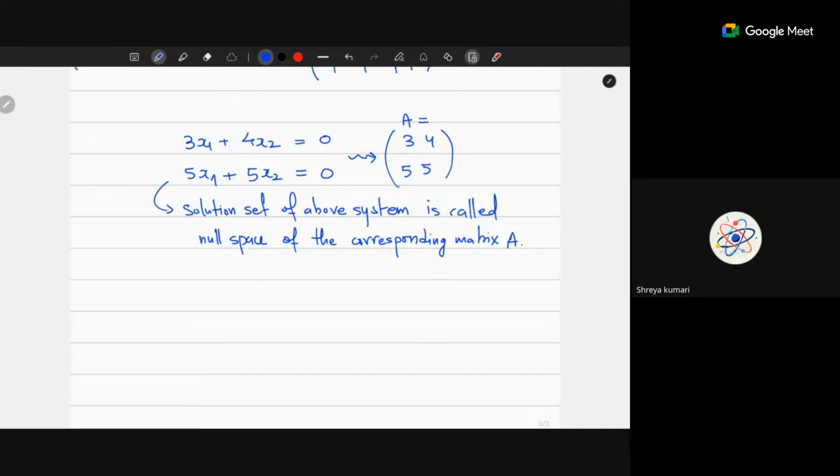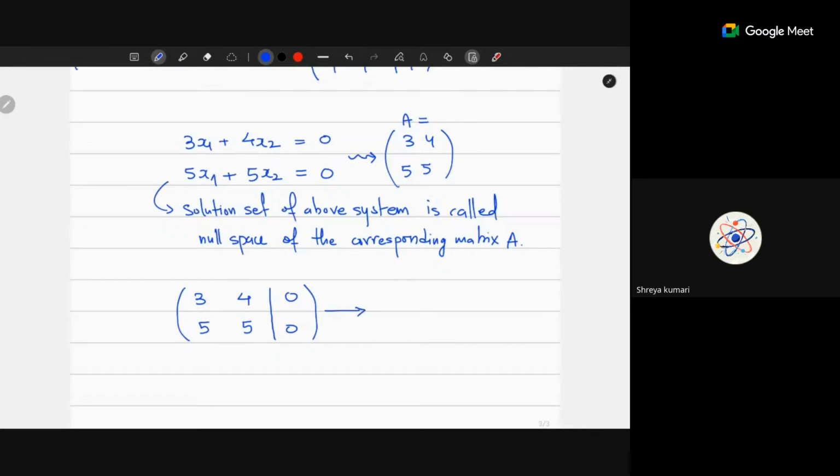So let us first find out the solution of this particular matrix. Let us take this example and find out the null space. So 3, 4, 5, 5, and since we want to find the solution, again we consider the augmented matrix with 0, 0 on the solution side. Now we perform the Gaussian elimination.